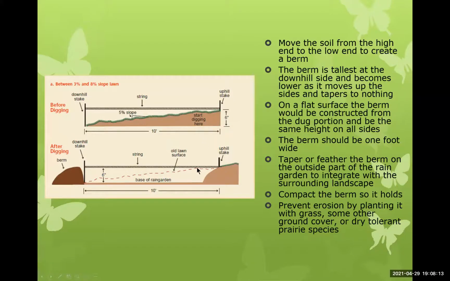And so here's the post picture. This dotted line shows the original slope of the land. So you did a lot of digging over here, but no digging over here. In fact, you added soil with the berm over here because of the slope of the land, because you want the bottom of the rain garden flat.